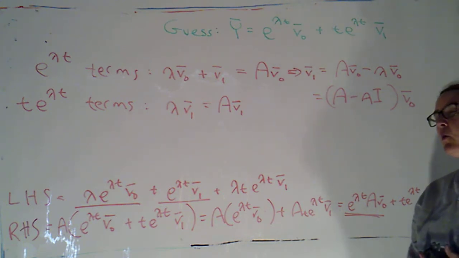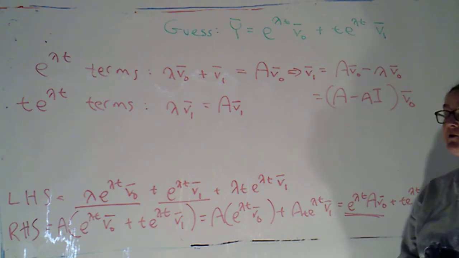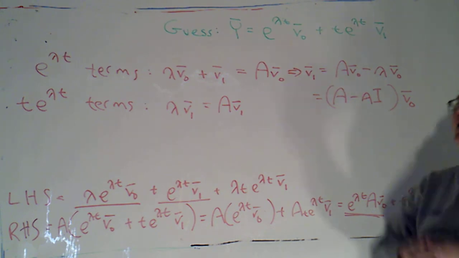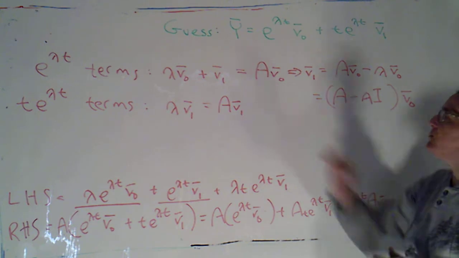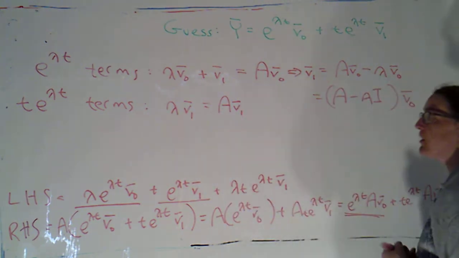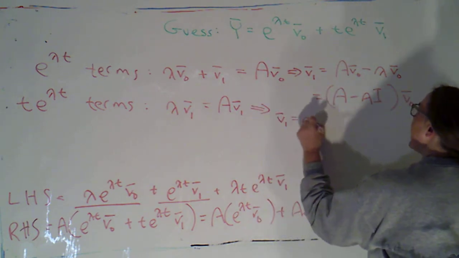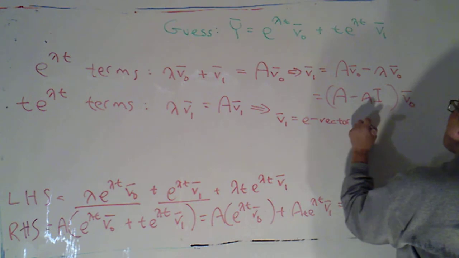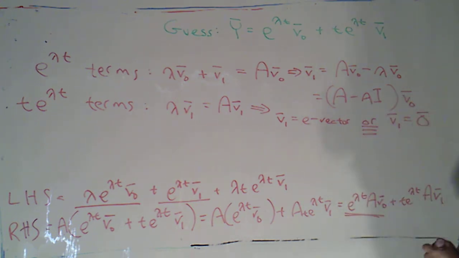It doesn't quite. If you want, you can pause the video and see if you can figure out what the other possibility is. Welcome back. Okay. The other possibility is that v1 could be 0, because this equation will be true if v1 is 0. So this tells me that either v1 is an eigenvector or v1 is the 0 vector. One of those two things has to be true.